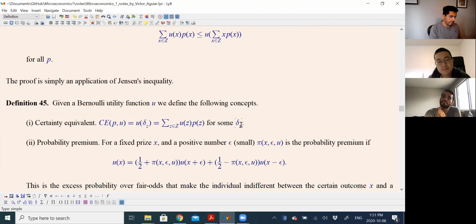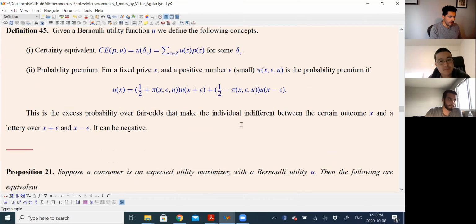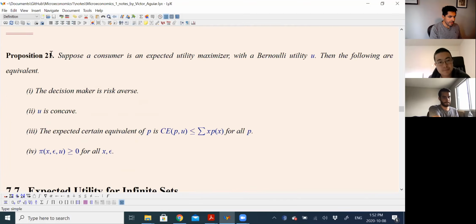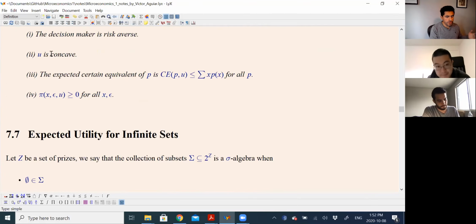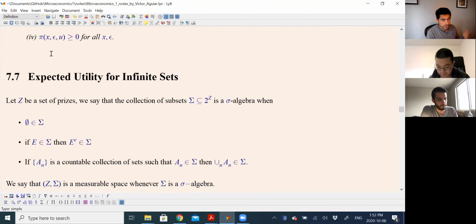Okay, so this part here, I'm just going to ask you to read: definition 45 and proposition 21. These are different ways that you can understand risk aversion, and they may be useful when you study something in macro or in finance. For me, I'm not going to really use them, and they are just definitions. So it's just a definition I want you to read.